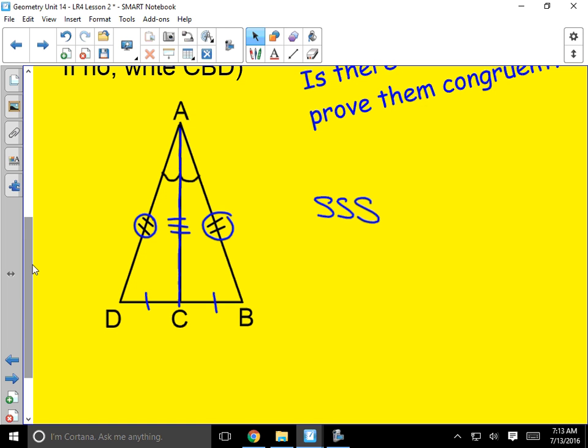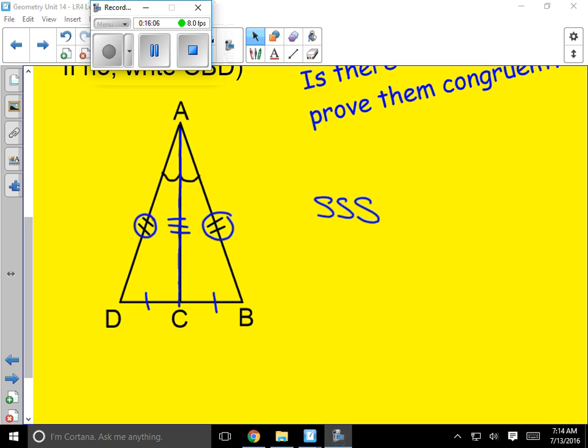Okay, so that is the end of our lesson for today, where we investigated angle-side-angle congruence and angle-angle-side congruence. Thank you and have a good day.